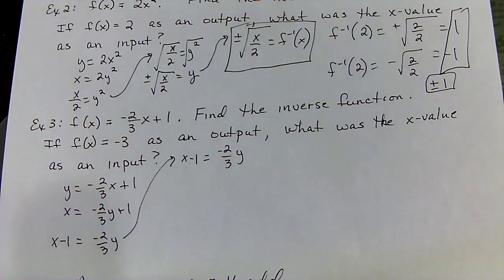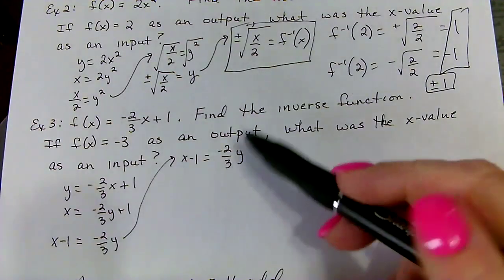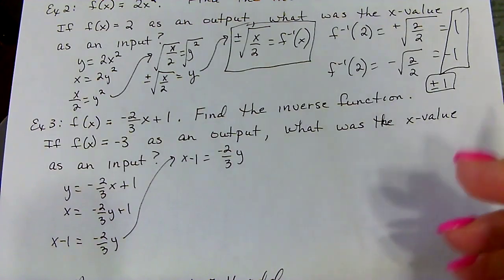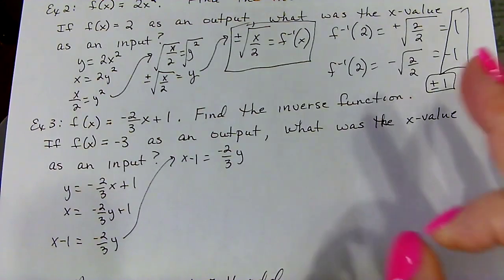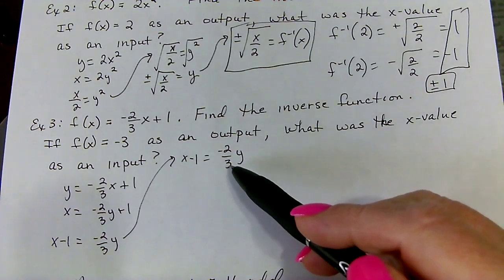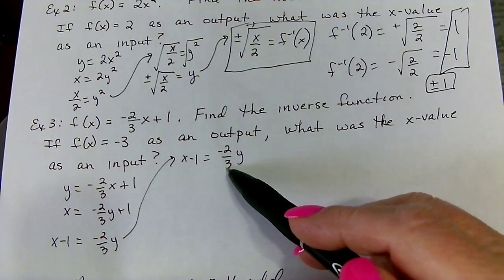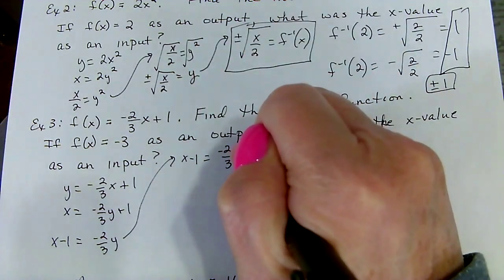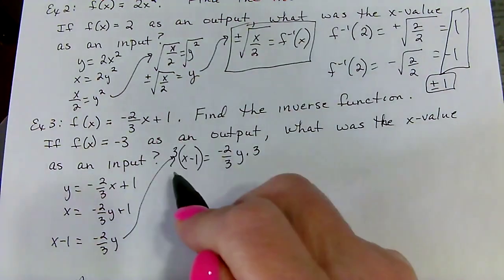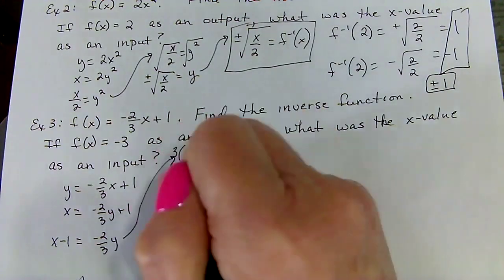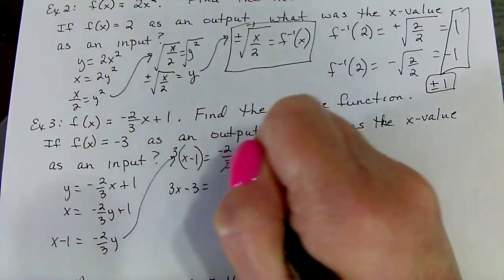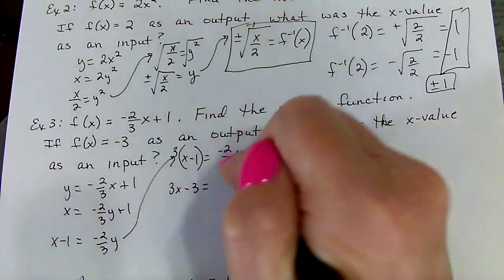Now, there's two ways to do this next part. You can divide it by negative 2/3. I totally agree with that. But I'm going to show you a slightly different way because I think it will make more sense to you. I'm going to multiply by the 3 first. So I'm going to take this side times 3, and this whole side times 3. That means I need to distribute this. So this is going to be 3x minus 3. And over here, these cancel and leave me with a negative 2y.